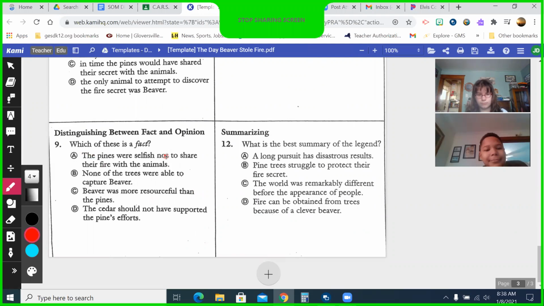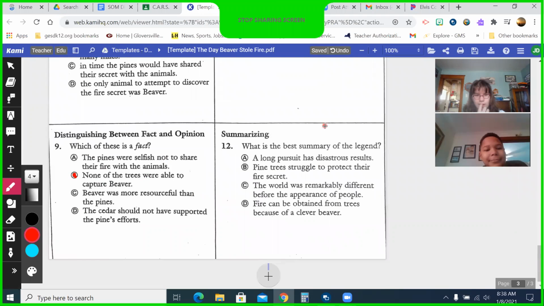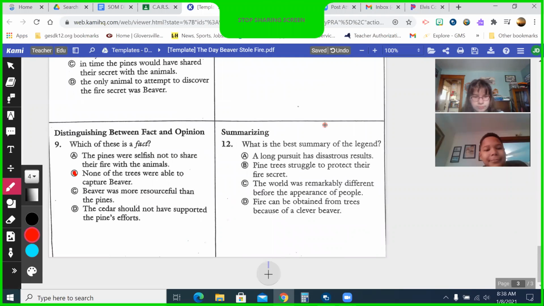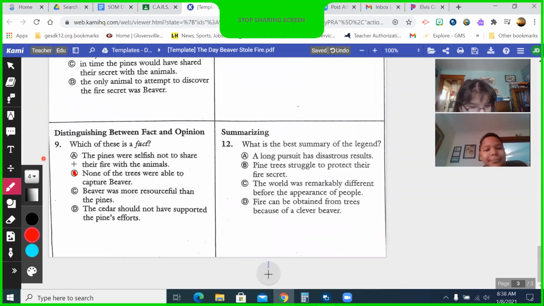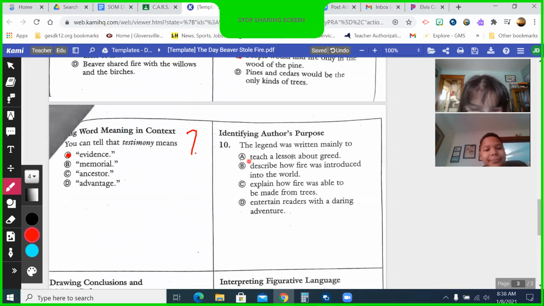Which of these is a fact? The correct answer here is B. None of the trees were able to capture Beaver. Okay. So let me just look at this again. The pines were selfish. If you're saying somebody was selfish, that is an opinion. Okay. The Beaver was more resourceful. That is an opinion. The cedar should have, opinion words. Okay. You don't even have to go back to the text. You can do it right from the choices.